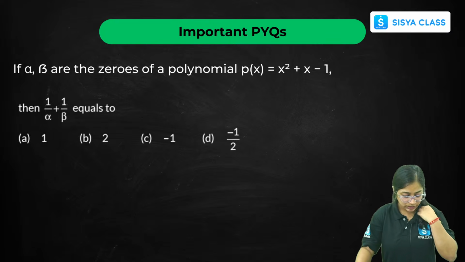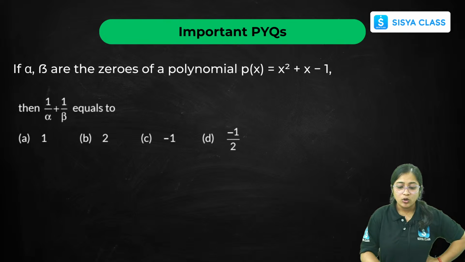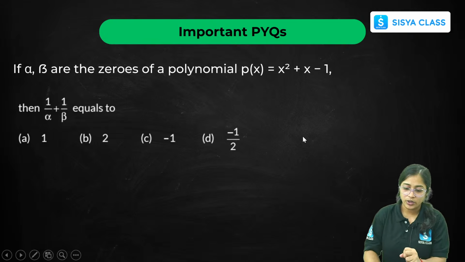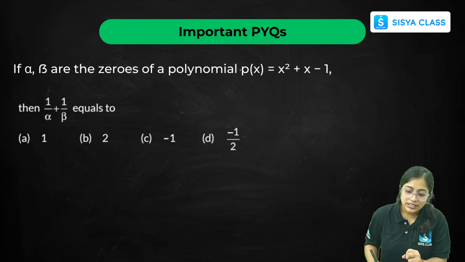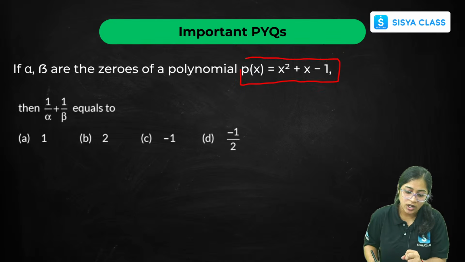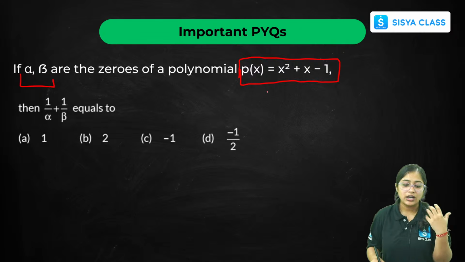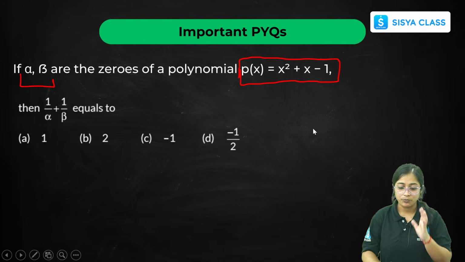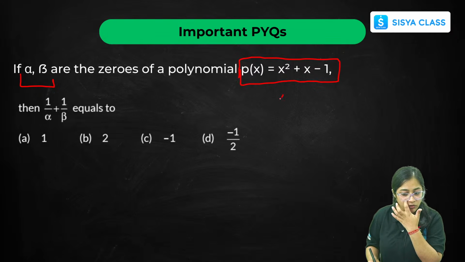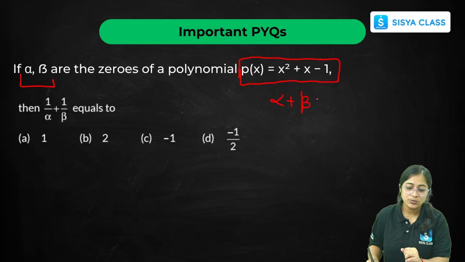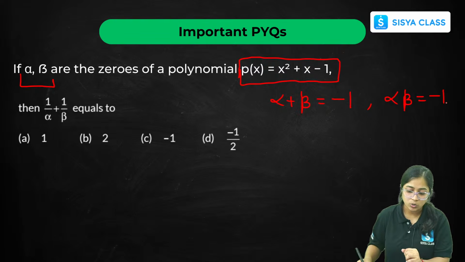Now let's see another question. So we have a quadratic equation, that is x square plus x minus 1, right? And we have assumed that alpha and beta are the zeros of this polynomial, okay? So from here, what is the value of alpha plus beta? The value of alpha plus beta is minus 1. And what is the value of alpha beta? It is c upon a, so it is also minus 1, right?